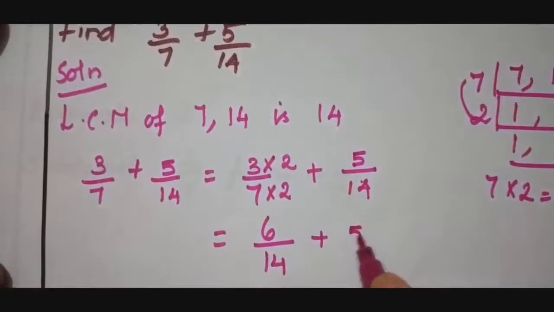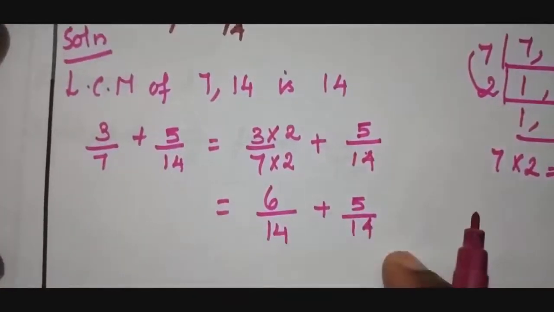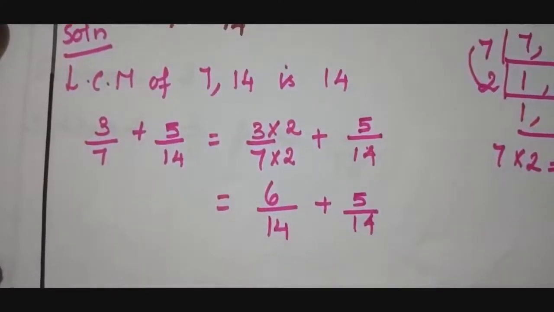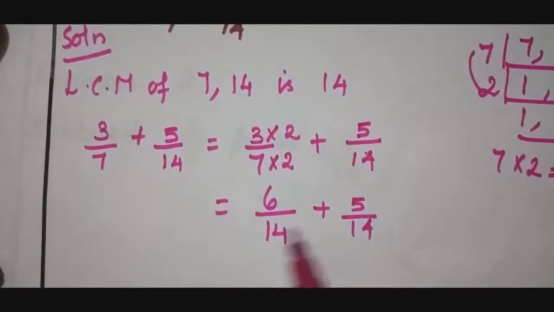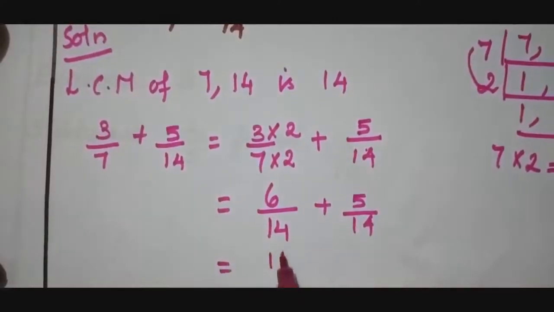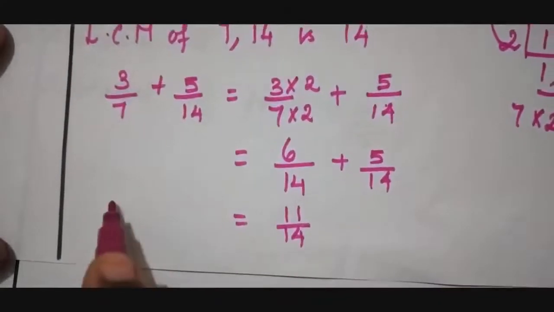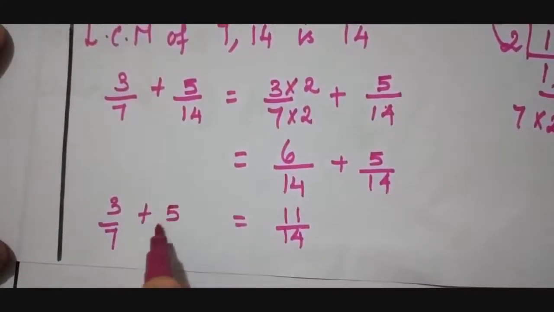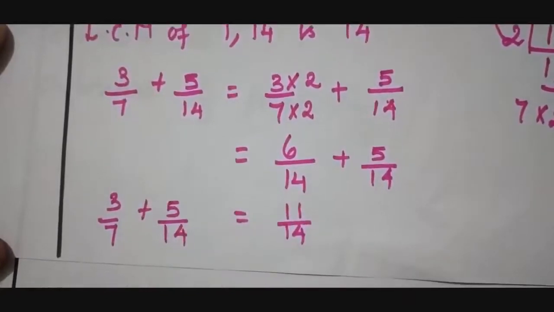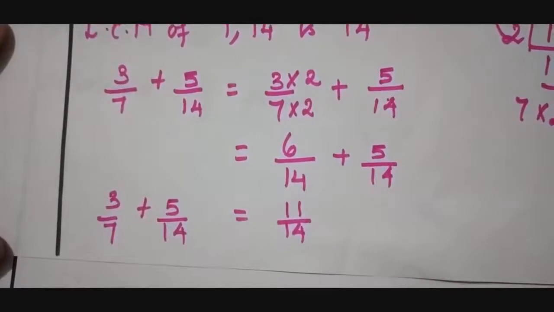Similarly, 5 by 14. Now you reach the same denominator. If you reach the same denominator, simply you can add the numerators. 6 plus 5 is 11. 11 by 14 is your answer. 3 by 7 plus 5 by 14 is equal to 11 by 14. Is it clear? Yes.